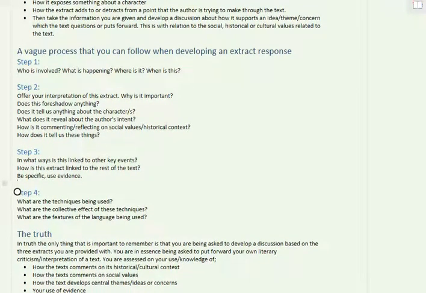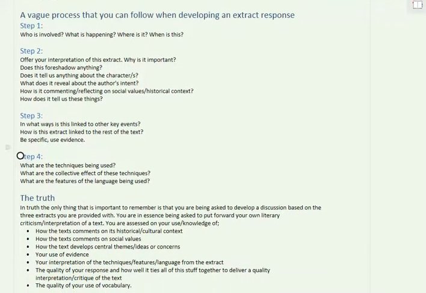So you might be given a passage that is the one counterpoint to the main idea or concern. Then you take the info you're given, develop a discussion about how it supports an idea, theme or concern which the text questions or puts forward. This is with relation to the social, historical or cultural values. Here's a vague process you can follow when developing an extract response.